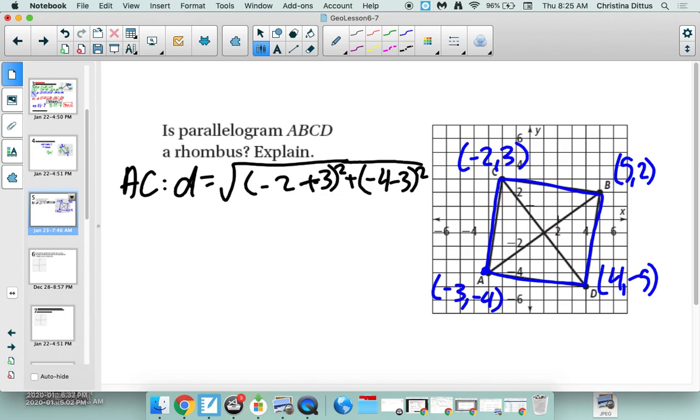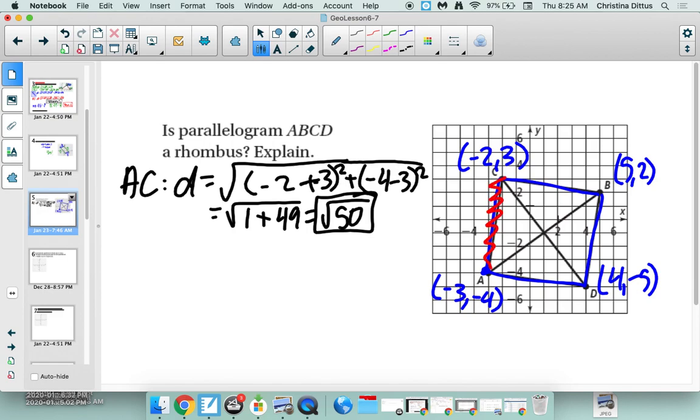What is -2 plus 3? 1. What's 1 squared? 1. -4 minus 3 is negative what? -7. What's -7 squared? 49. Positive 49. So this is the square root of 50. So let's just leave it at square root of 50. Which one do you want to check next? That's CB. So this one's good.